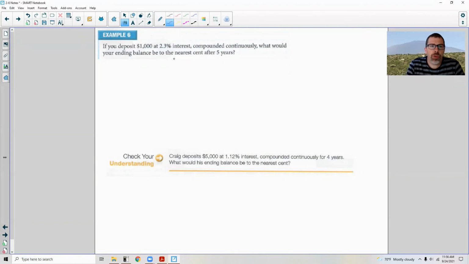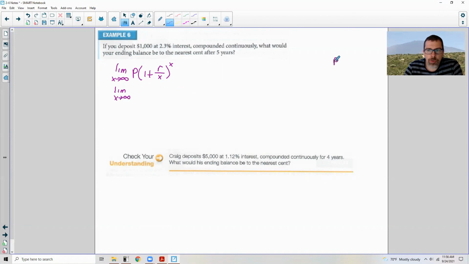Okay, example 6 says if you deposit $1,000 at 2.3% interest compounded continuously, what would your ending balance be to the nearest cent? So I'm going to write this in as a formula now. The limit as x approaches infinity, that's what we get for continuousness, of our principal times 1 plus r over x, to the power of x. That's the formula.